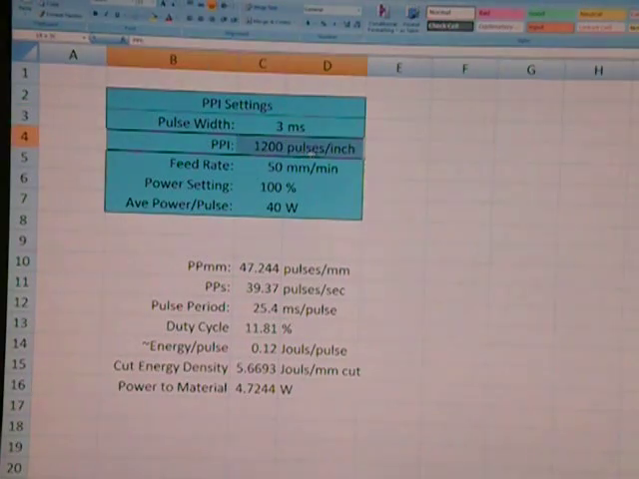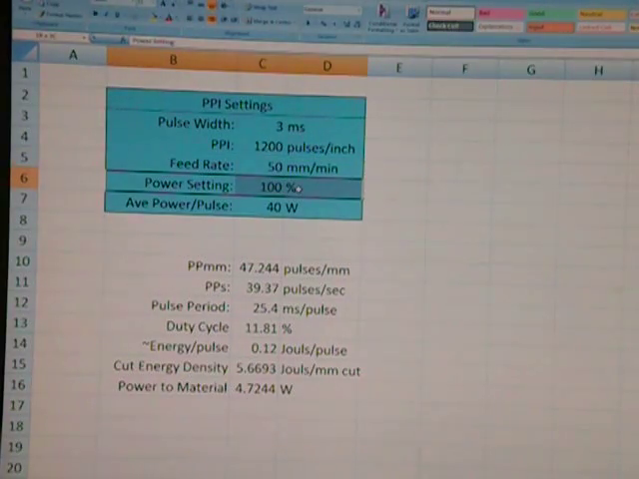Okay, the second setting is PPI, or pulses per inch. The third is the feed rate that we're going at. The fourth is the power setting, basically the little knob on the laser and/or the pulse width modulated signal that you send to the laser power supply.